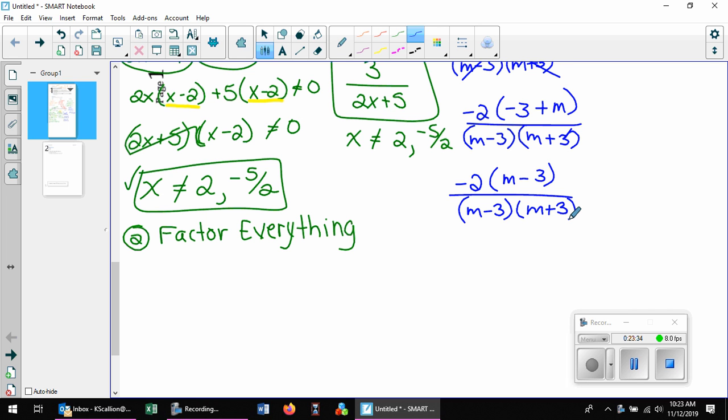Some people like to see them exactly the same, so they'll do another line and rewrite it. Again, it's a half second of your life. I'm fine if you cancel these out or if you write the next line. So again, I'm going to cancel out 1 on top, 1 on bottom. So I'm left with -2 over m plus 3, where m cannot equal.